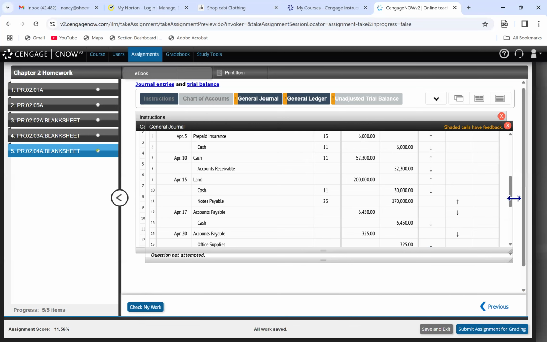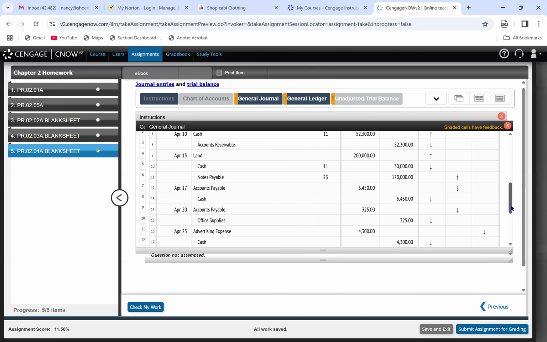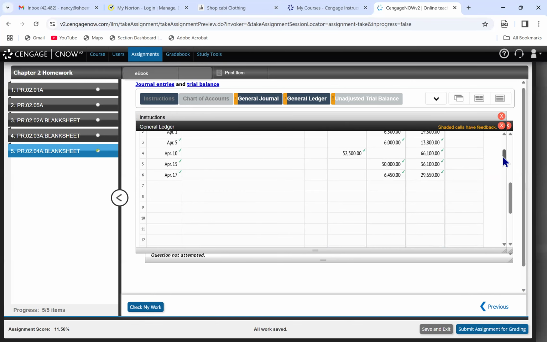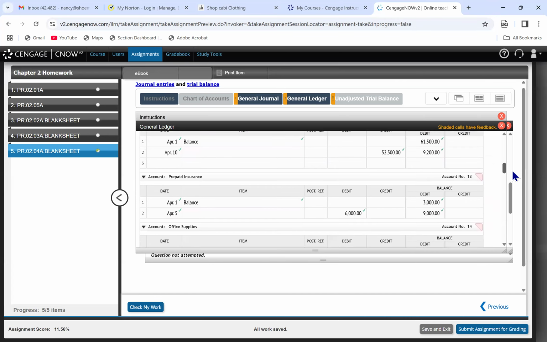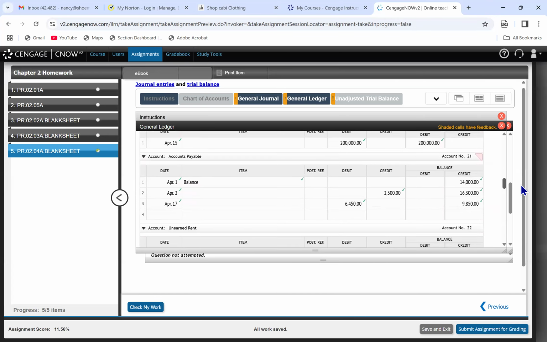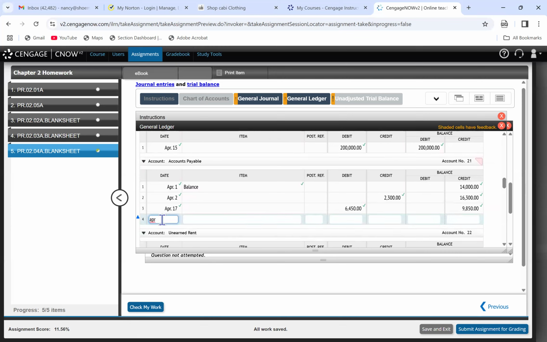Then we've got accounts payable April 20th, accounts payable 325. So I'll go back to my accounts payable April 20th. I'm debiting the 325 because I no longer owe that amount. So my 9,850 minus my 325 would give me 9,524. What am I doing wrong? 9,850 minus 325.